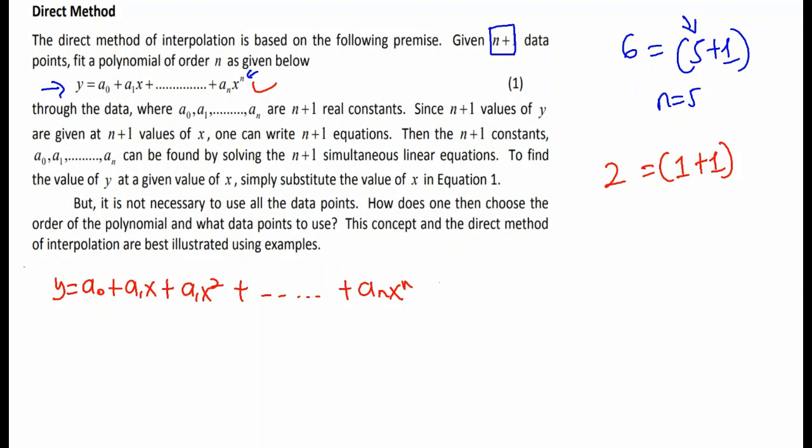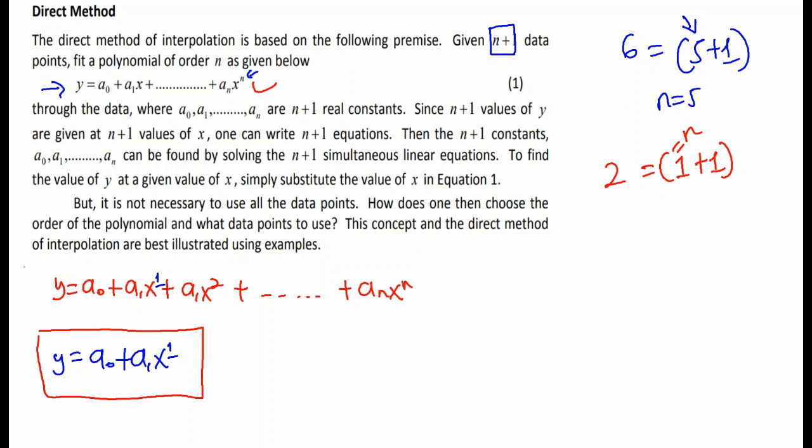So this is an nth order polynomial, but in this case, I've given you 1 plus 1 data points, which means that our n is 1, right? So we are going to use a first order polynomial. If you are using a first order polynomial, then our n must be 1, which is this one here. So you're going to have y equal to a naught plus a1 multiplying x to the power 1. There's a 1 there, but it's not really necessary for us to bring it. So this is the polynomial function that you are going to use, because we are given 2 data points.